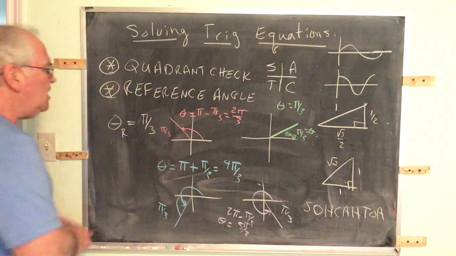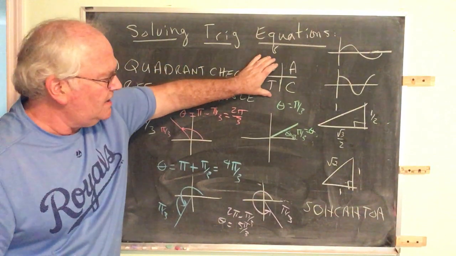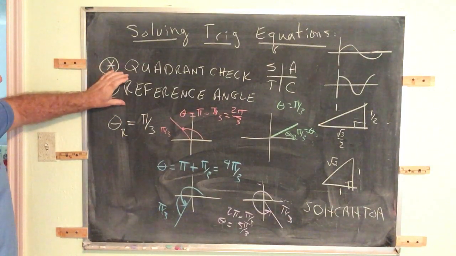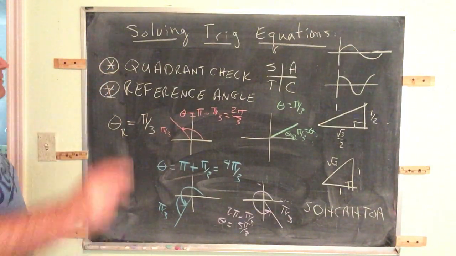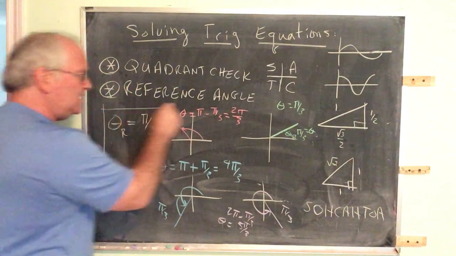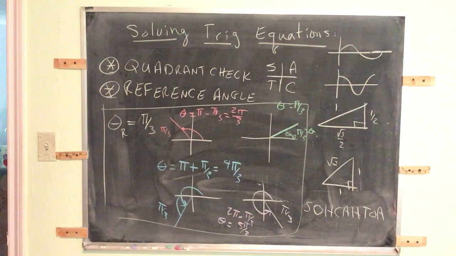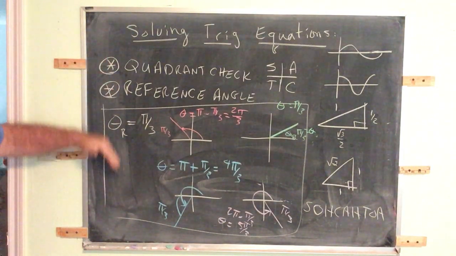And so we're going to do a quadrant check. That's going to incorporate this idea. And then we're going to do a reference angle. We have to find the reference angle. And then once we know the quadrant check and the reference angle, we use this notion to find the actual solutions we're seeking. So that's sort of an introductory start.